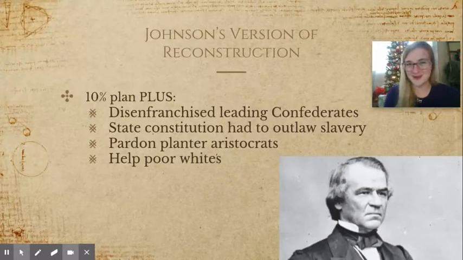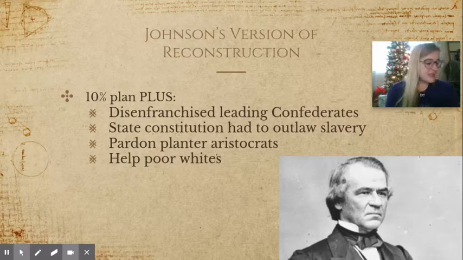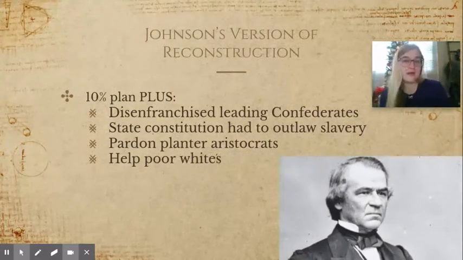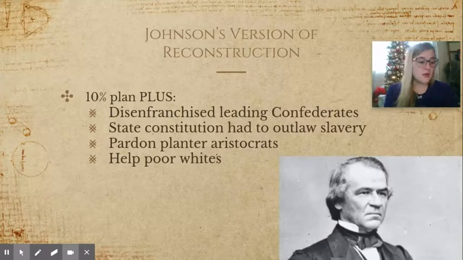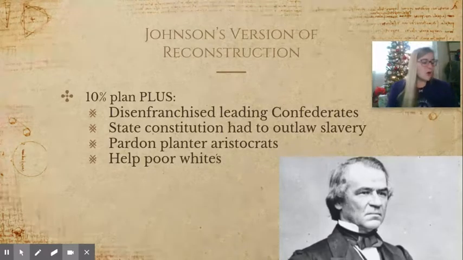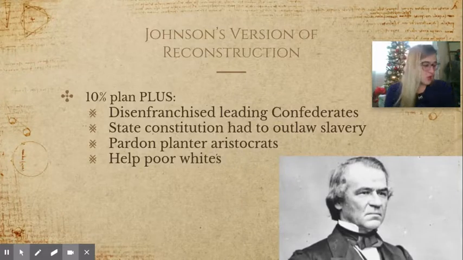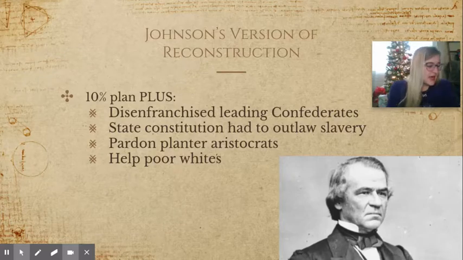That's not what your textbook will call it. But the 10% plan plus. Basically, Johnson is a champion of poor whites, which is great. But what's not great about him is he only likes poor whites. He does not like the idea of emancipation. He was a former slave owner. So he doesn't like that those rich people, the rich white landowners, might take control again.